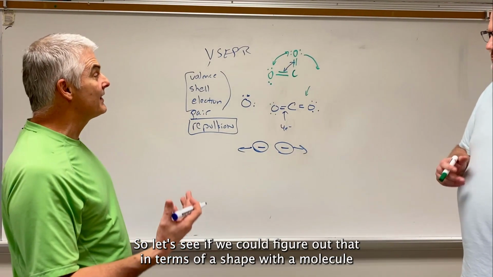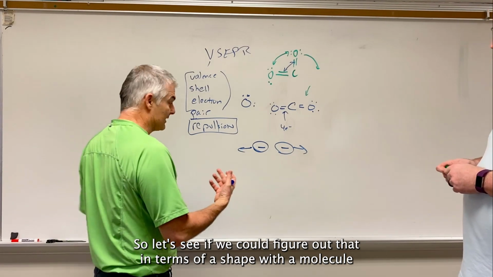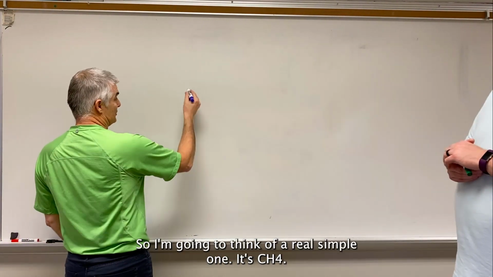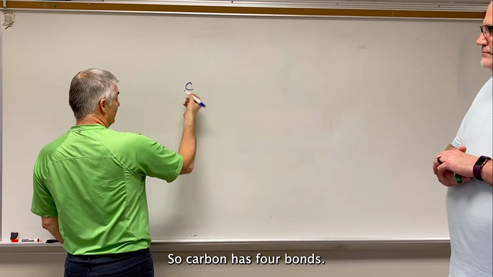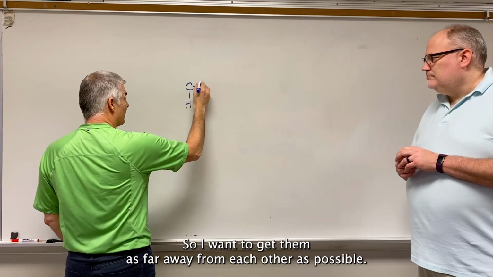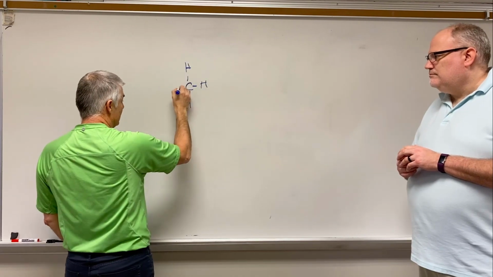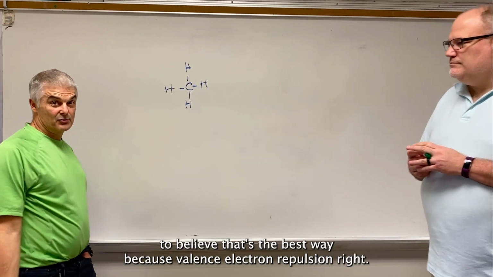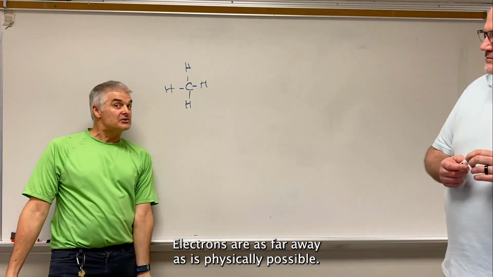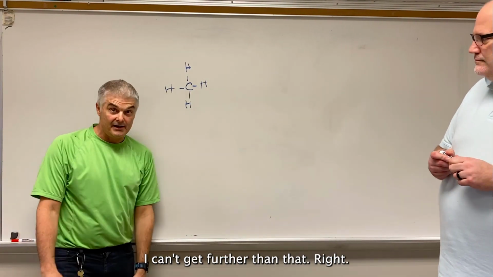So let's see if we can figure out a shape for a molecule that I want to draw. Okay. So let's draw a molecule. I'm going to think of a real simple one. It's CH4. So carbon has 4 bonds, and they're all like this. So I want to get them as far away from each other as possible. I've got to believe that's the best way, because valence, electron, pair, repulsion. My electrons are as far away as physically possible. I can't get further than that, right?